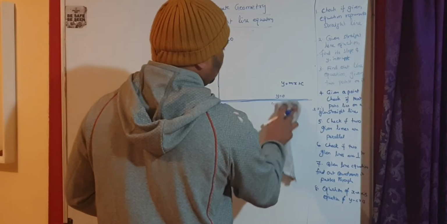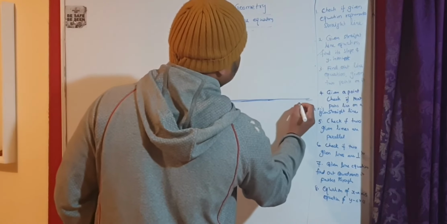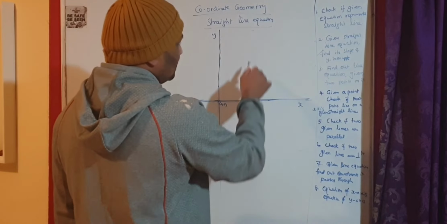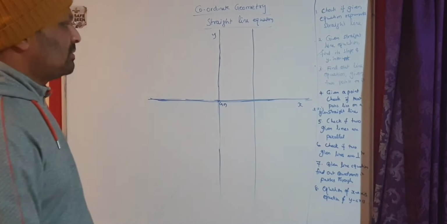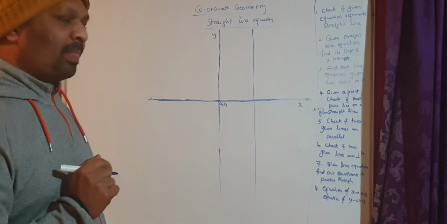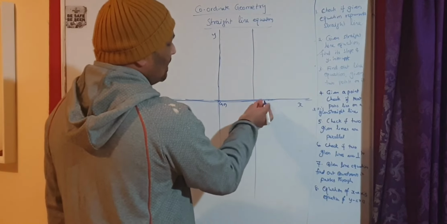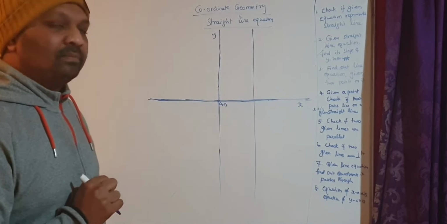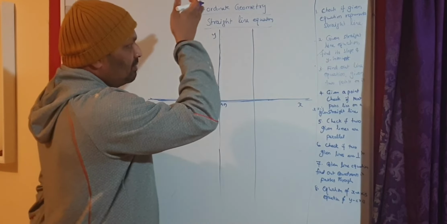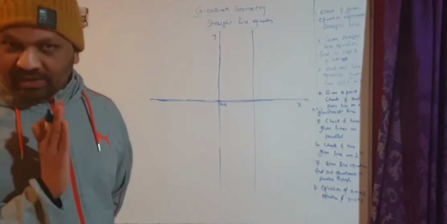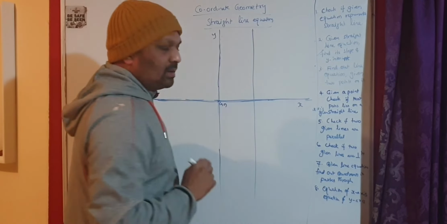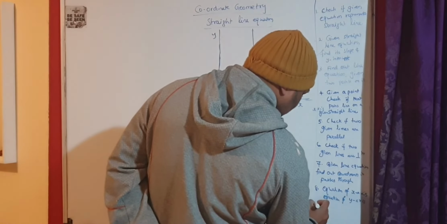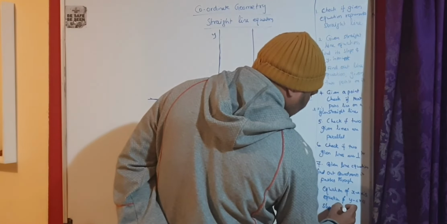Say, for example, this is the y-axis. If a line is given on a coordinate plane, a graph with a line like this, and you're asked to find the slope of that line, without being given any point, the trick is that any vertical line has a slope of infinity. The slope of a vertical line is infinite.